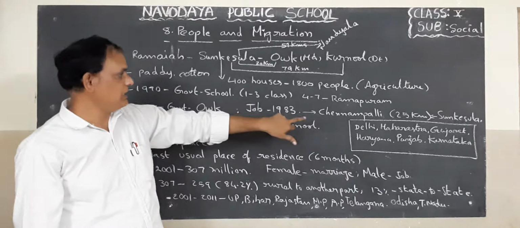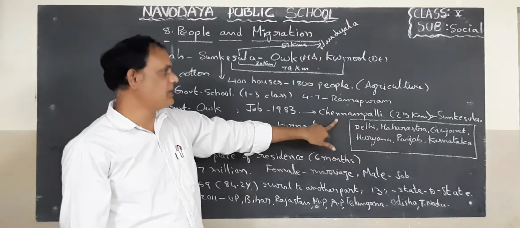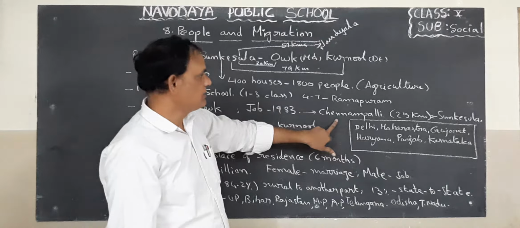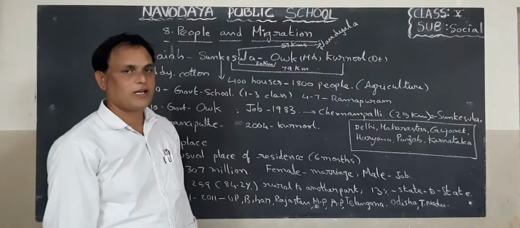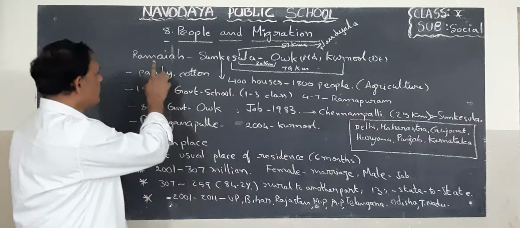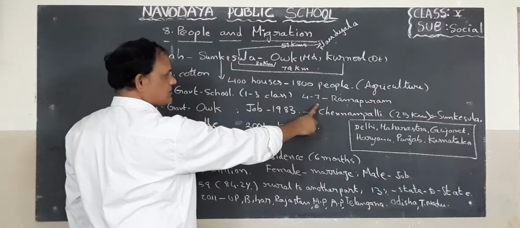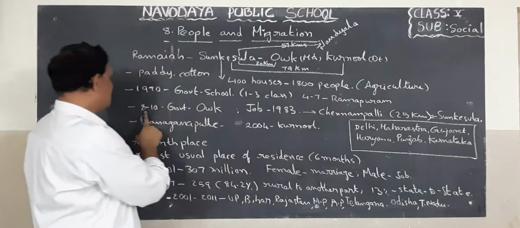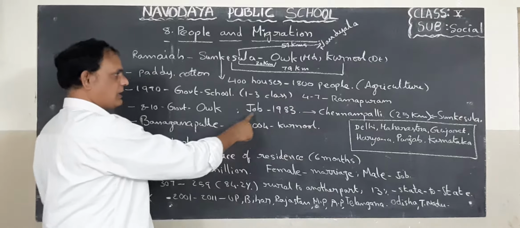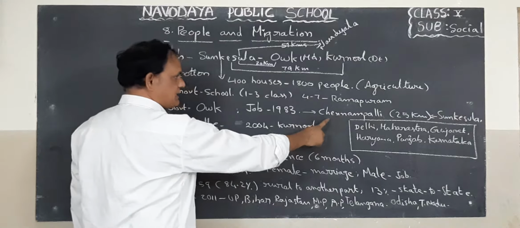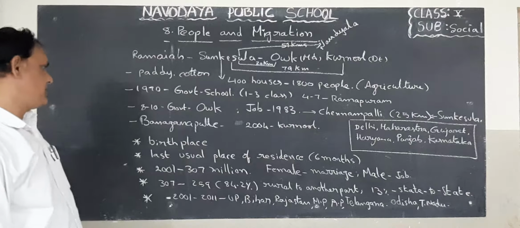So where he got the job, the posting place, is Channampalli. What is that? Channampalli. How many kilometers is Channampalli from Sunkeshula? It is 25 kilometers. Now look, children, Ramaya studied up to 3rd class in Sunkeshula, 4th to 7th in Ramapuram, and 8th to 10th in Auku. After the teacher training course, in 1983 he got a job in Channampalli, 25 kilometers from Sunkeshula.